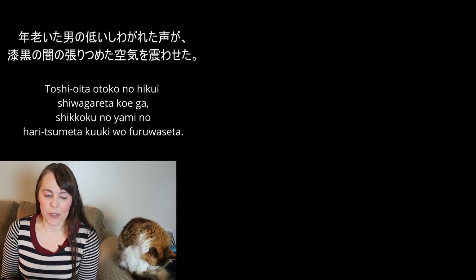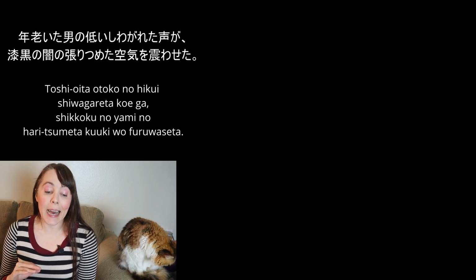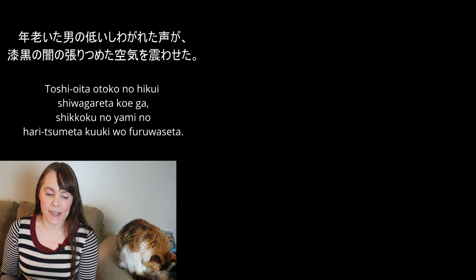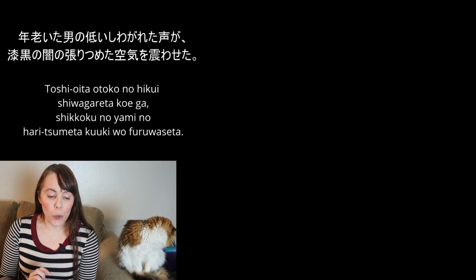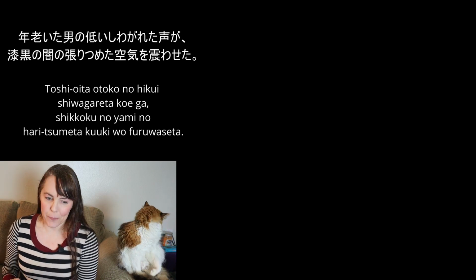So the next line, this is a long sentence. It comes in two parts. Toshi oita otoko no hikui shiwagareta koe ga, comma. So that's part one of the sentence. Part two of the sentence is shikkoku no yami no haritsumeta kuuki wo furuaseta.